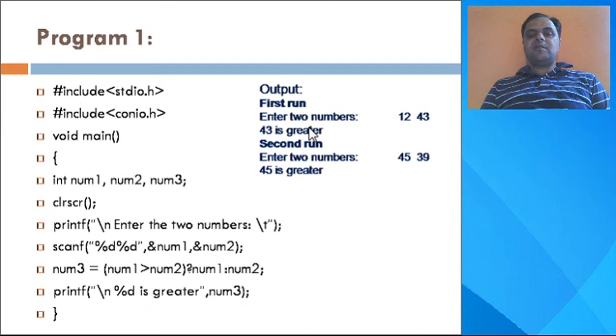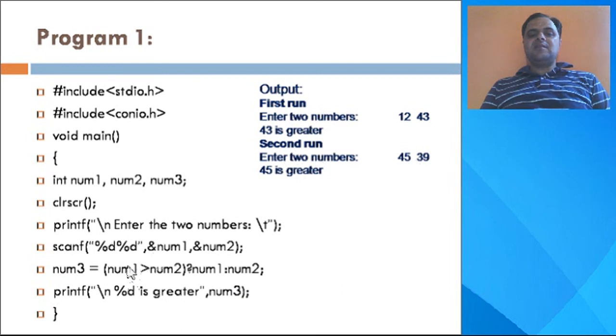So first run, enter 2 numbers, 12 and 43. I have entered 12 and 43. So here this condition is false, so num2 is assigned to num3. So num2 is 43, and 43 is assigned to num3. So 43 is greater got printed.